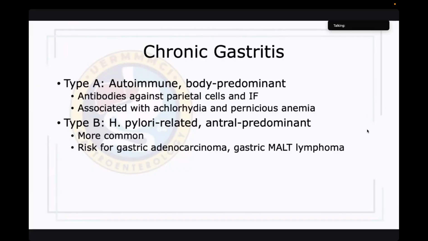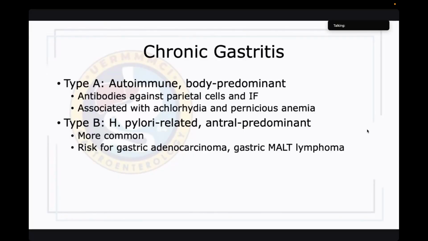Type A is the less common of the two forms, and it involves the proximal stomach. So the body and the fundus are affected, and it spares the antrum. It is caused by autoimmune destruction of the parietal cells. So you have loss of acid and intrinsic factor, and this can lead to pernicious anemia or vitamin B12 deficiency. The parietal cell containing gastric gland is preferentially targeted in this form of gastritis, and achlorhydria results.